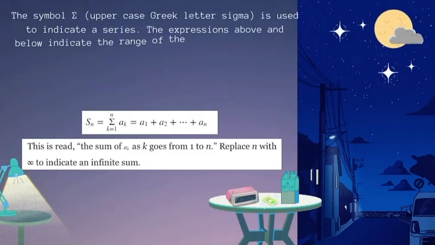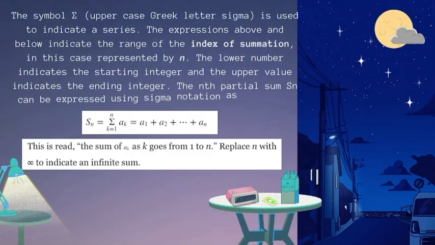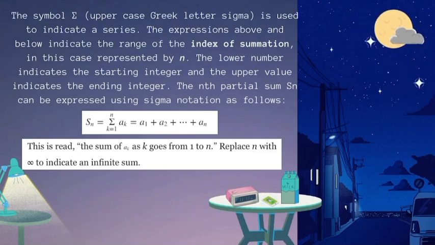The uppercase Greek letter sigma is used to indicate a series. The expressions above and below indicate the range of the index of summation, in this case represented by n. The lower number indicates the starting integer and the upper value indicates the ending integer. The nth partial sum S sub n can be expressed using sigma notation as follows.